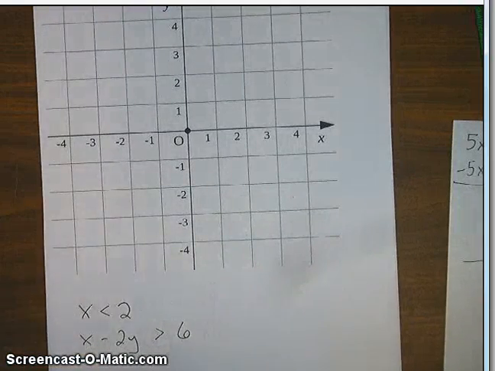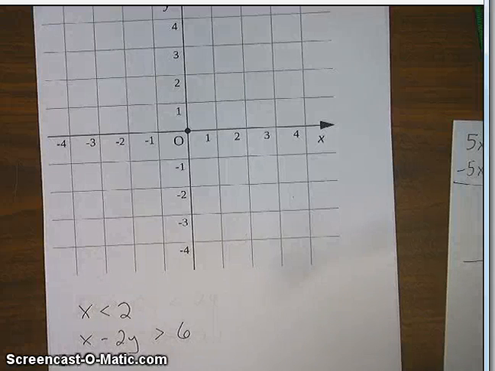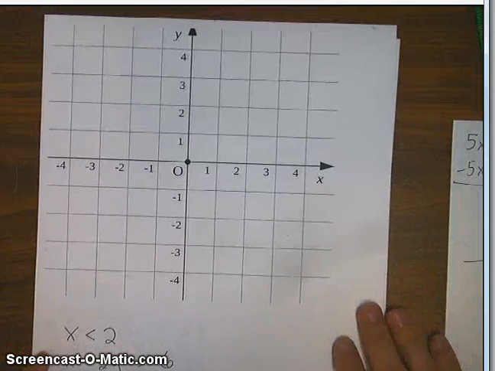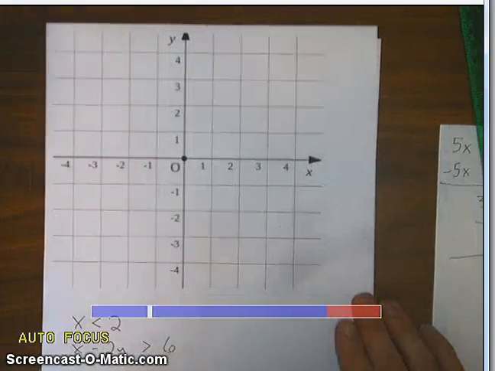I've got one prepared here. I've got x is less than 2, and x minus 2y is greater than 6. Well, x is less than 2. I can go ahead and graph that.